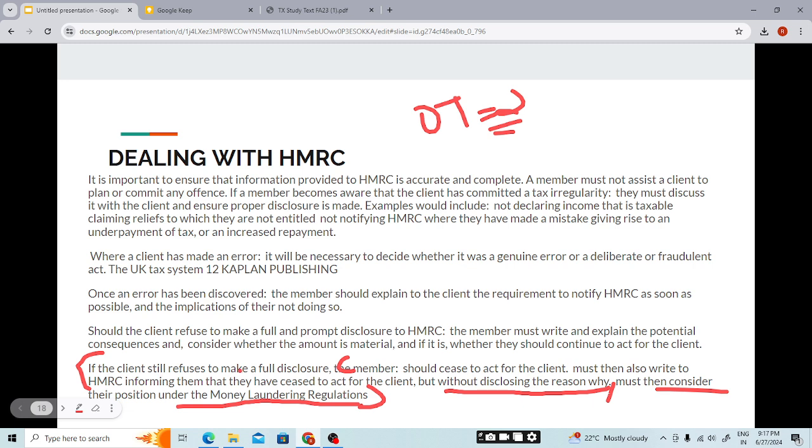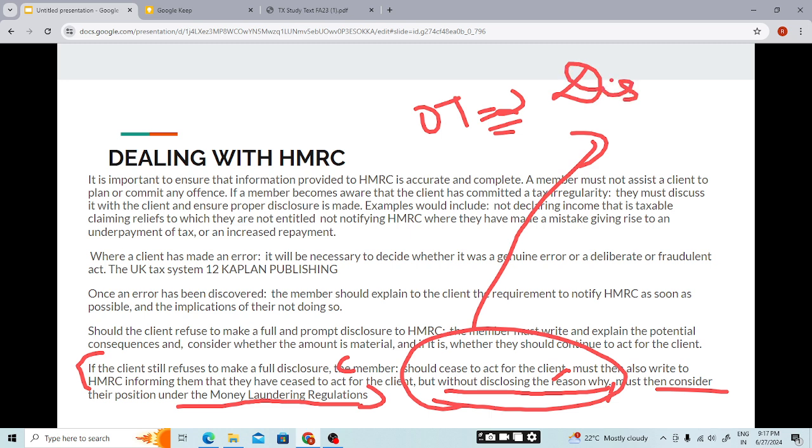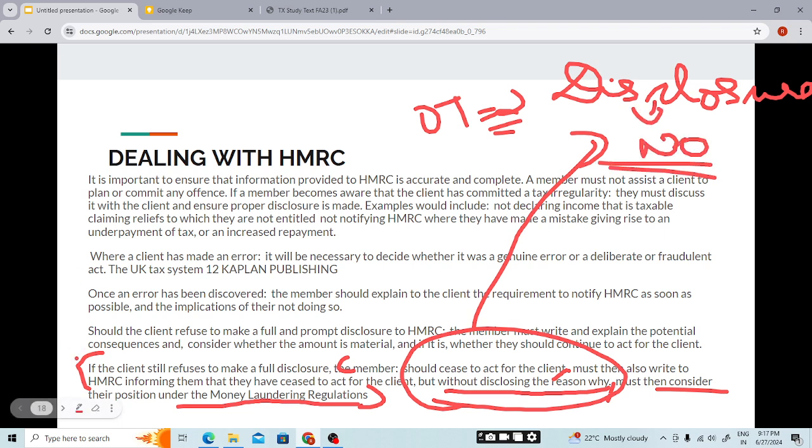If the client still refuses to make a full disclosure, the member should cease to act for the client. They must then also write to HMRC informing them that they have ceased to act, but without disclosing the reason. They must not disclose the reason why they are ceasing to act. No disclosure. Keep this in mind.